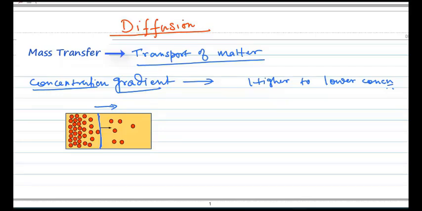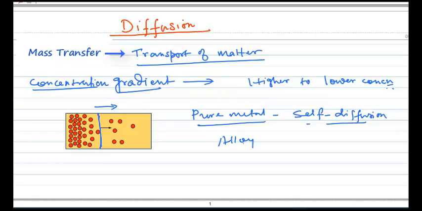Okay. This could be similar atoms. For example, in a pure metal, you have only one type of atoms, and in that case, it is self diffusion, because only one type of atom is moving in the same material. But if you have an alloy, then one type of atom can move into another type of material, right? A can move into B or other way around, right?